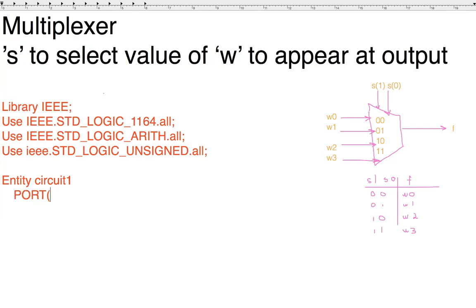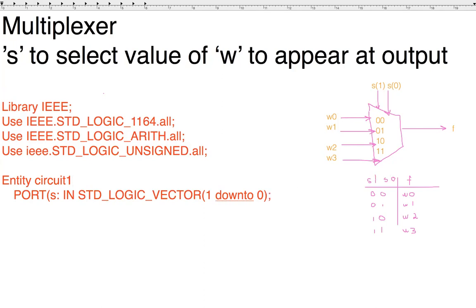What are the inputs? What are the outputs? We know the input is going to be the select, definitely. So we're going to have S, which is going to be an input. For that input, it's going to be a standard logic vector, 1 down to 0. The reason I did 1 down to 0 is because look at my truth table, it starts at 1 and goes to 0.